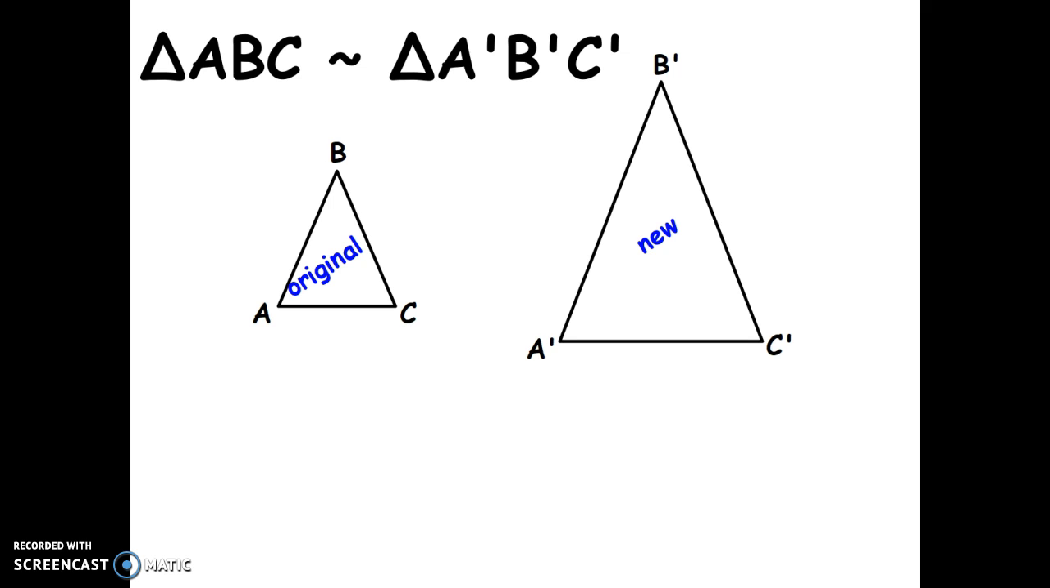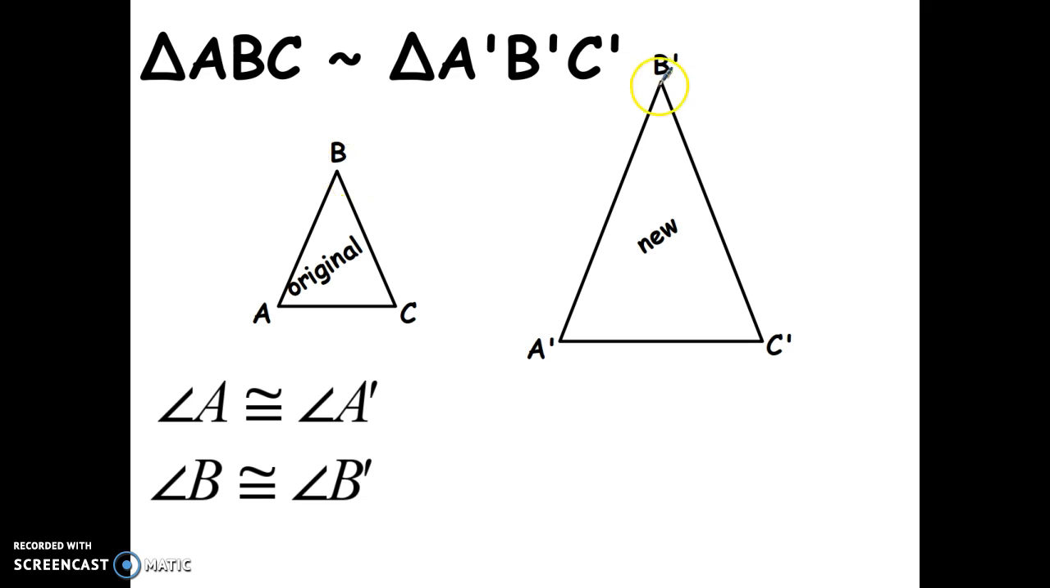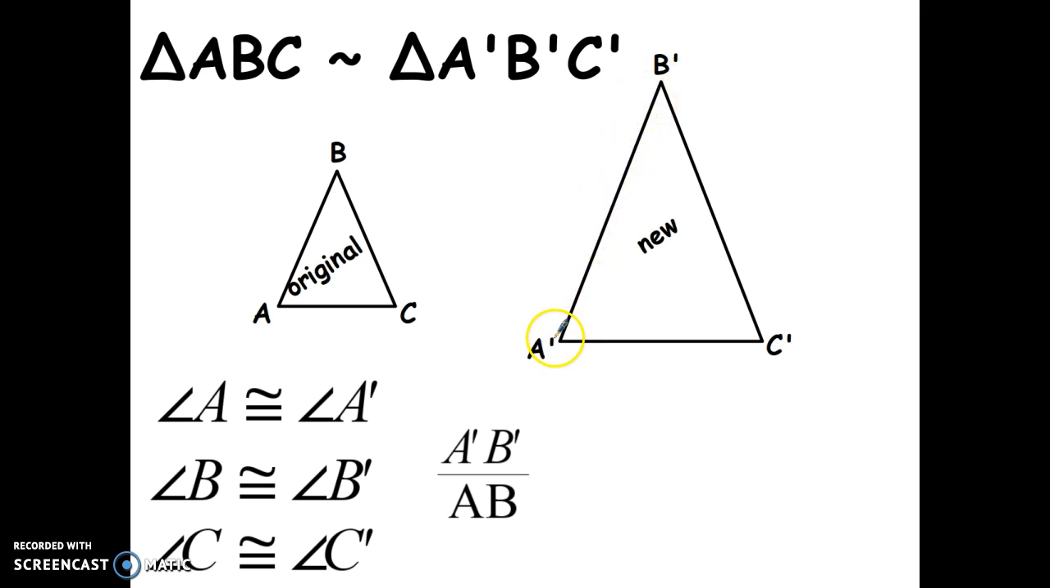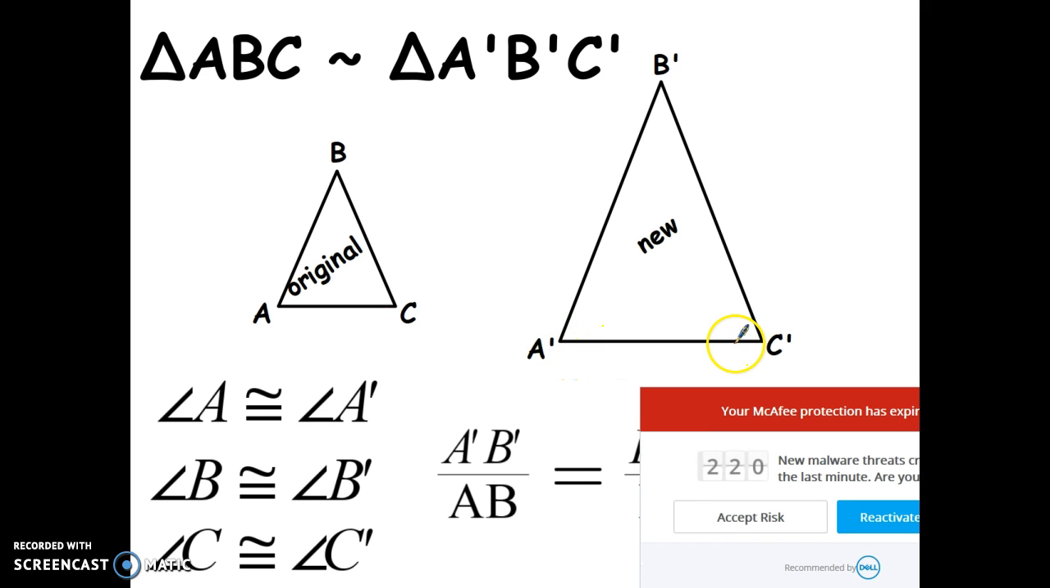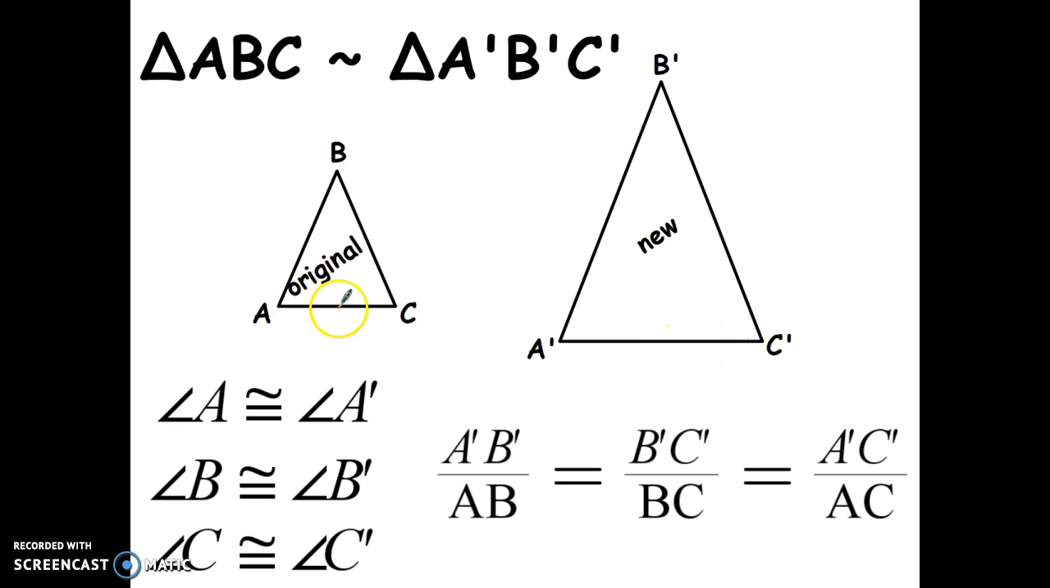So if these two triangles are similar, then angle A is congruent to angle A prime, angle B is congruent to angle B prime, and angle C is congruent to angle C prime. So that part is where the angles are congruent. And then we also know that the sides are proportional. So what we are saying is that A prime B prime over AB is equal to B prime C prime over BC, and it should also be equal to A prime C prime over AC.